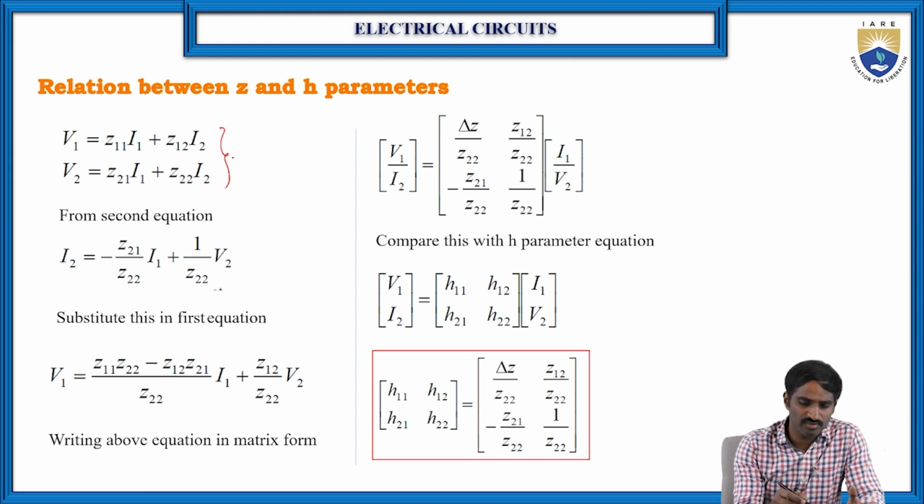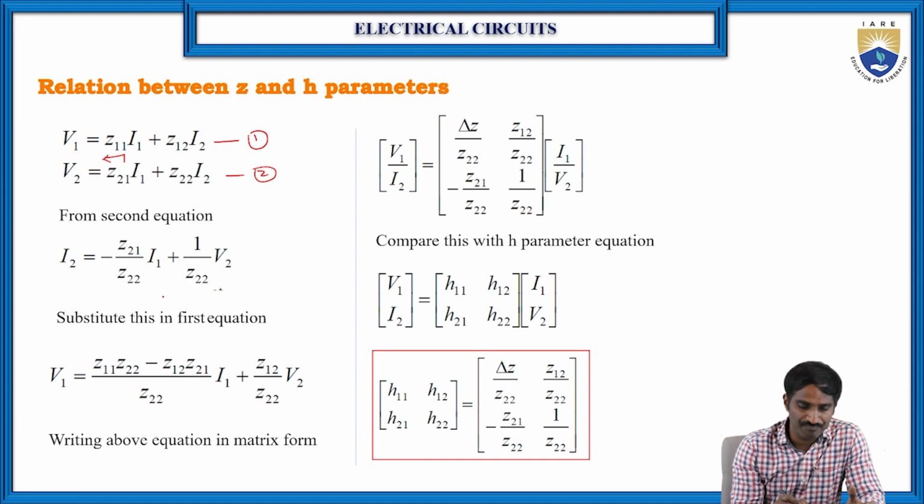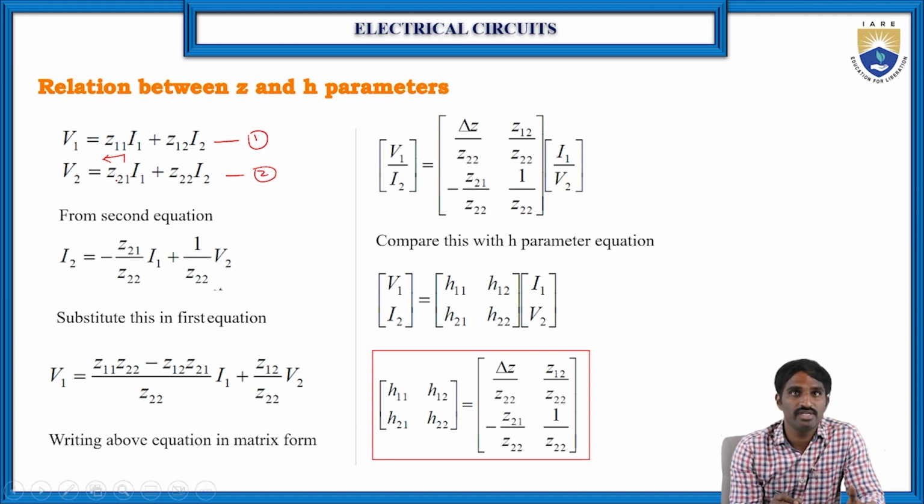So here, this is equation number 1, and this is equation number 2, right? In this, from the second equation, find the I2 value. If you want to find the I2 value, first you have to send this term to the left hand side. So here I2 into Z22 is equal to V2 minus Z21 into I1.